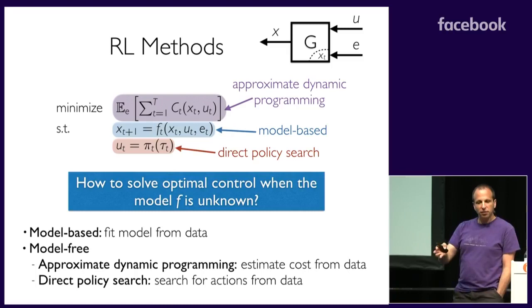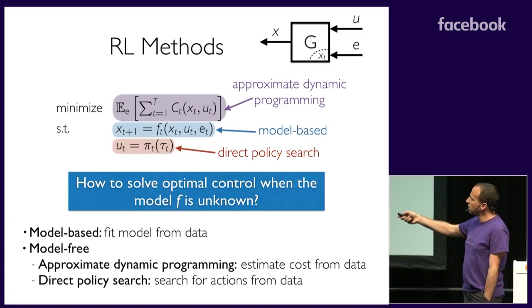And then the other one, which is the most cavalier, is direct policy search, which just says, let me just directly try to optimize for the policy without trying to fit anything else. Okay, so those are our three categories, and let's see where we can get here.